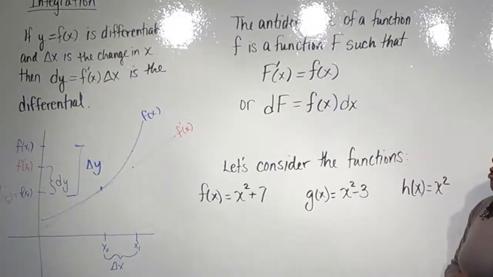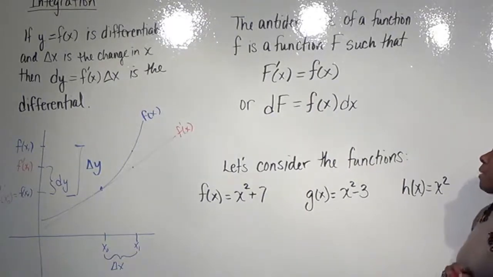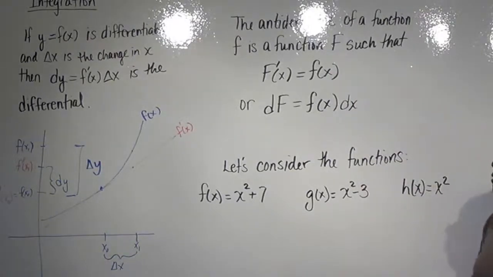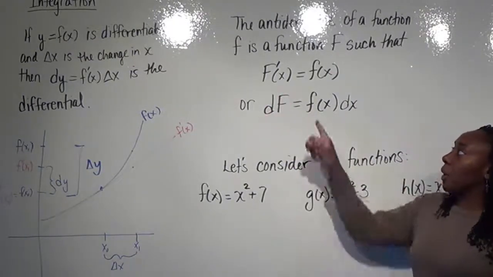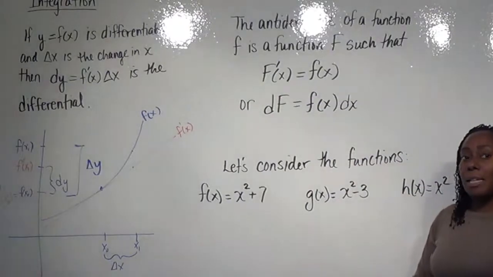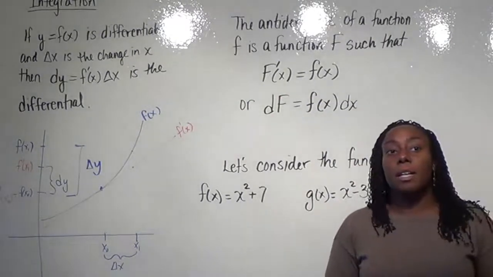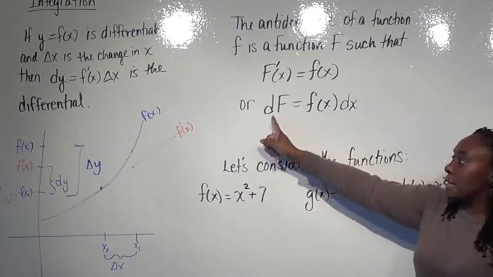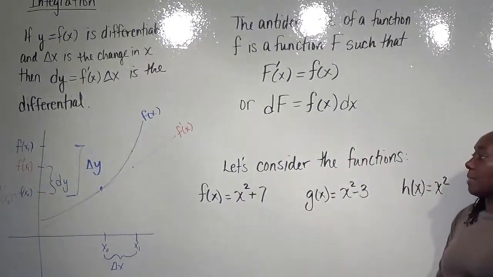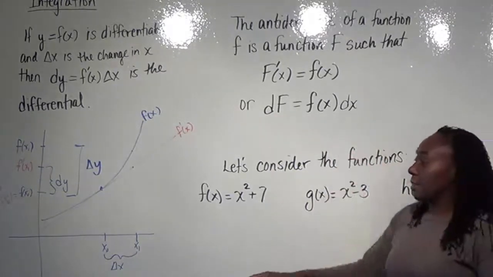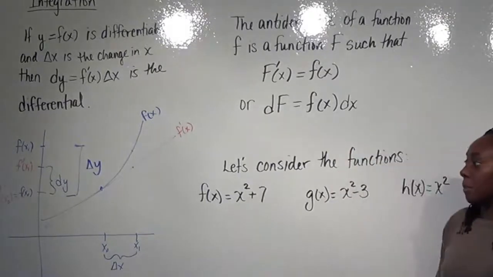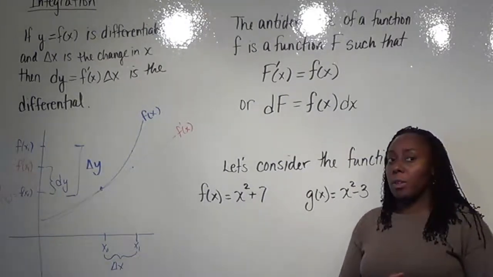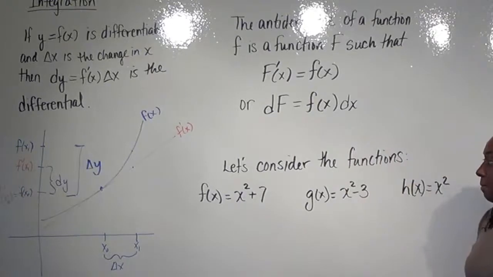So our next definition is the antiderivative. The antiderivative of a function f is a function, I'm going to call it capital F, such that capital F prime is equal to f, meaning little f is the derivative of big F. Or in our differential notation, it says that d capital F is little f of x dx. Again, dx and delta x are the same. The distance away from x naught to our point on either the curve or the derivative is the same distance.